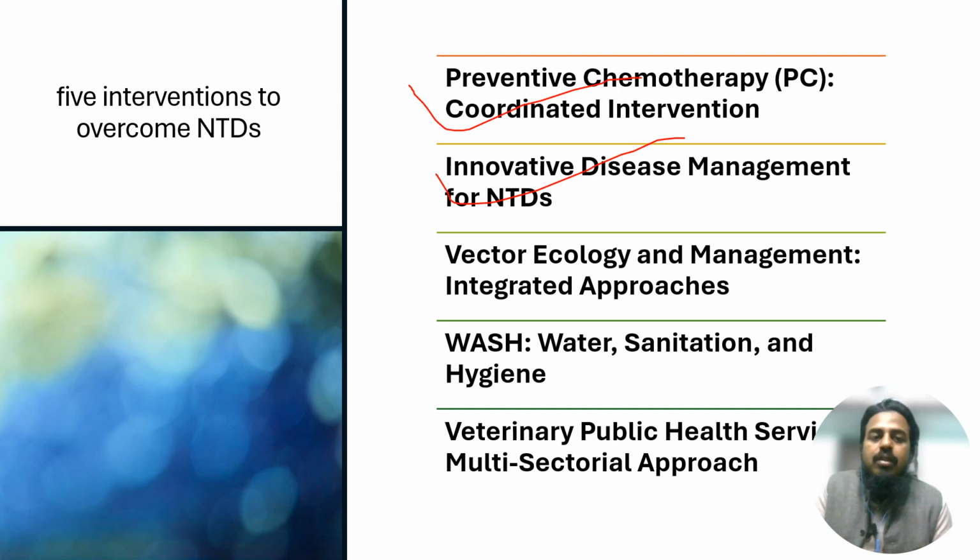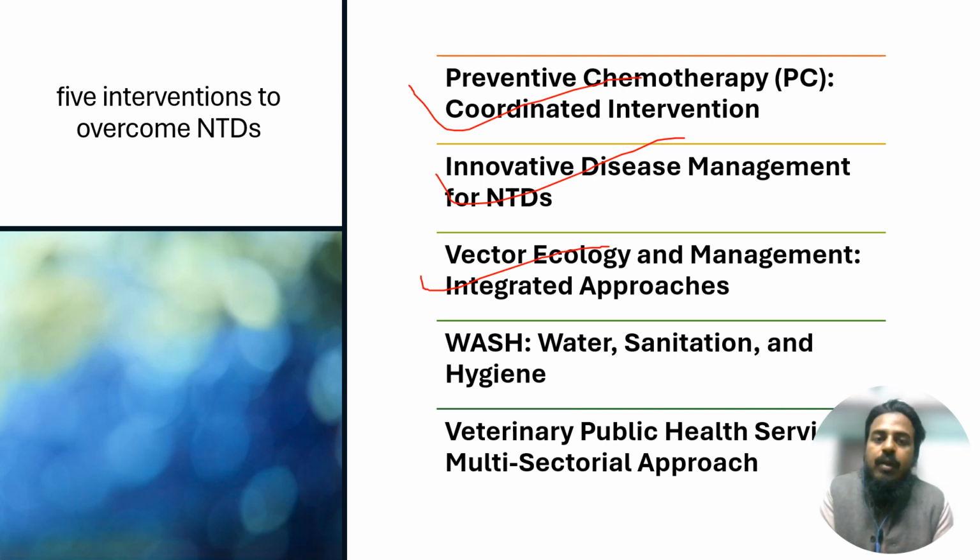The second is innovative disease management for NTDs. This is a key strategy to ensure universal access to early diagnosis and prompt treatment, as well as improving surveillance, including passive surveillance, accelerating effort toward elimination, followed by eradication. The third is vector ecology and management, which is an integrated approach.